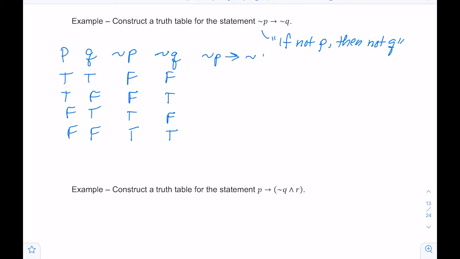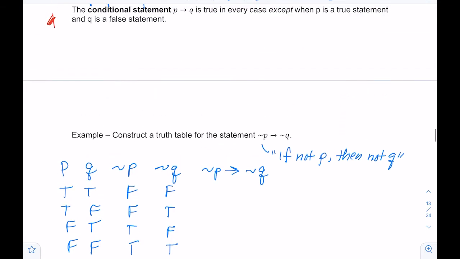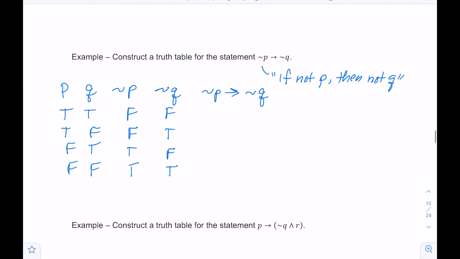I have if not P, then not Q. So remember, if we look back at our note, it's true in every case except when P is a true statement and Q is a false statement. So when I look at this, here in this row, P is a true statement and Q comes out to be a false statement. Think of it again as not fulfilling the promise. So it's like true, you got an A. False, I didn't buy you a car.